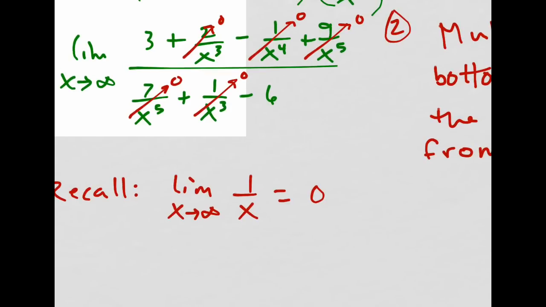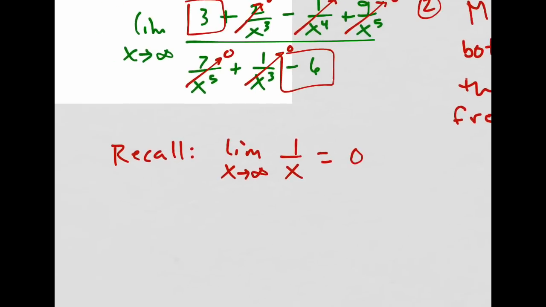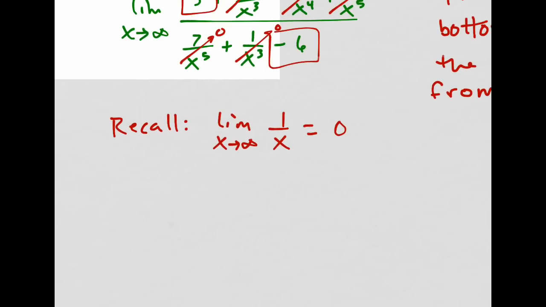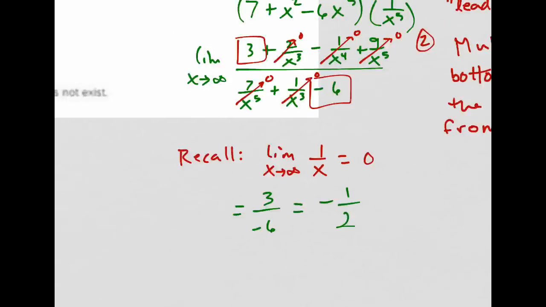And what are we left with? We're left with 3 and a negative 6, which is 3 over negative 6, which is just the same thing as negative 1/2.